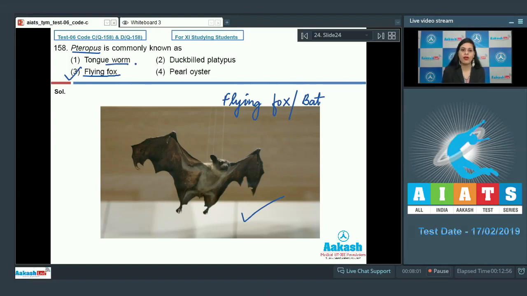The first option is tongueworm, and this is an incorrect option. Tongueworm is a common name for Balanoglossus. Duck-billed platypus, this is an incorrect option. It's a common name for Ornithorhynchus. The last option is pearl oyster, and this is an incorrect option. Pearl oyster is a common name for Pinctada. So the correct answer to this question is option number 3. Let's proceed to the next question.